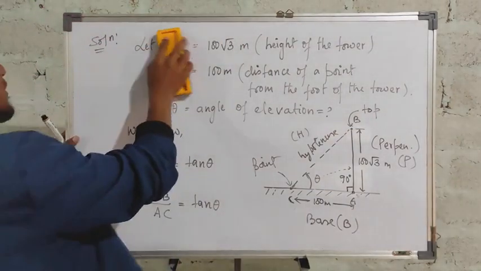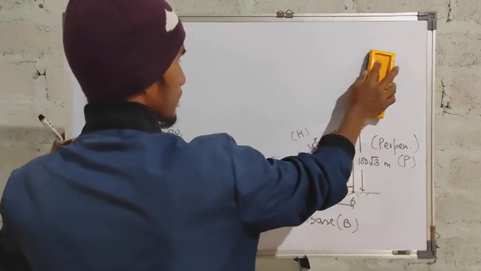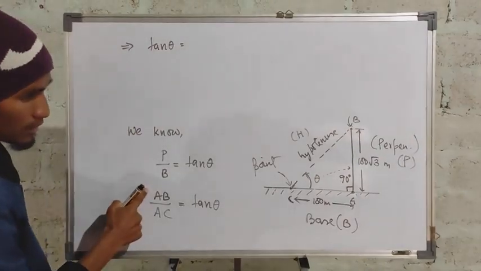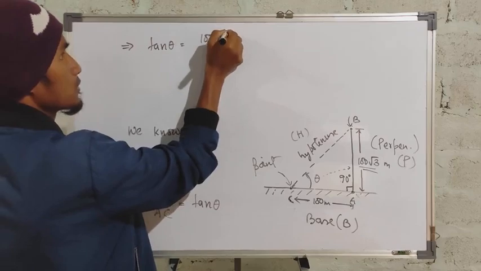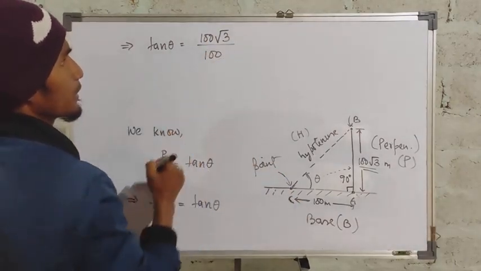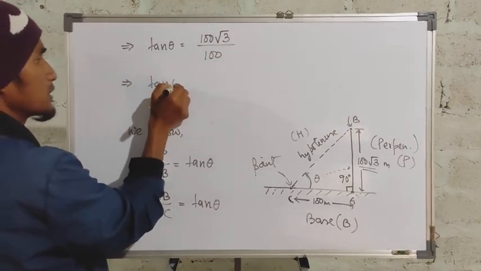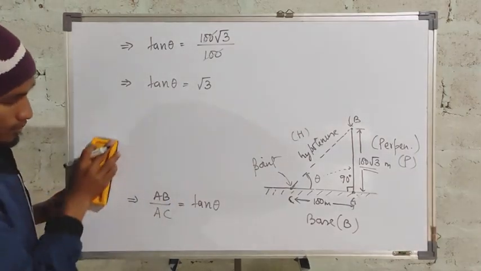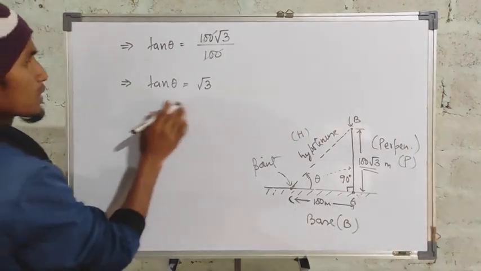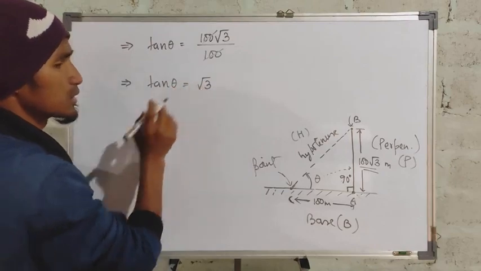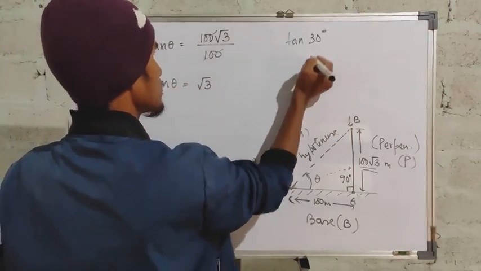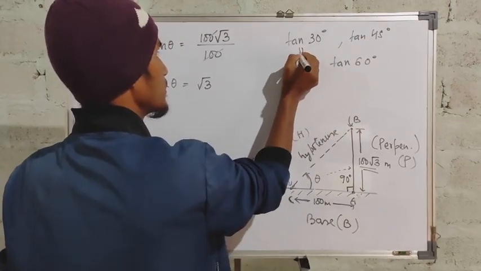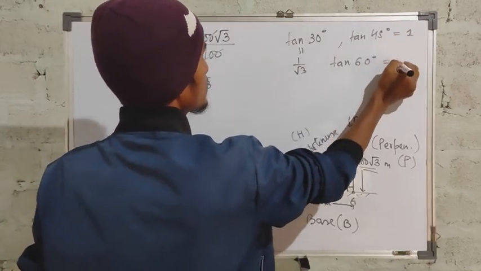I'll write this one. Now tan theta is equal to AB, which is how much? 100 root 3. Now AC is equal to 100. Then tan theta equals 100 cancelled and remaining root 3. Tan how much will be root 3? Tan 30? No. Tan 45? No. Tan 60? Yes. Tan 30 is 1 by root 3, tan 45 is 1, and tan 60 is root 3.